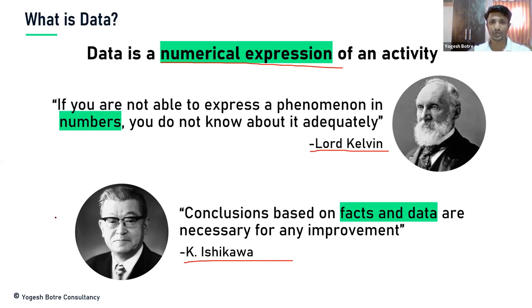This says that if you are not able to express phenomena in numbers, you do not know about it adequately. So when I say I have a blue color car, yes, it is a type of data, but it is not that useful information. When I say I'm overweight, what do you mean by overweight? When I say I'm 90 kg, that means I know something more about it. That information is now more helpful. With overweight, you cannot get that clarity: how much? What is the goal? What is the standard weight? And how much is your weight? So you need to put it in terms of numbers. If you are able to do that, then you know better about the process, says Lord Kelvin.